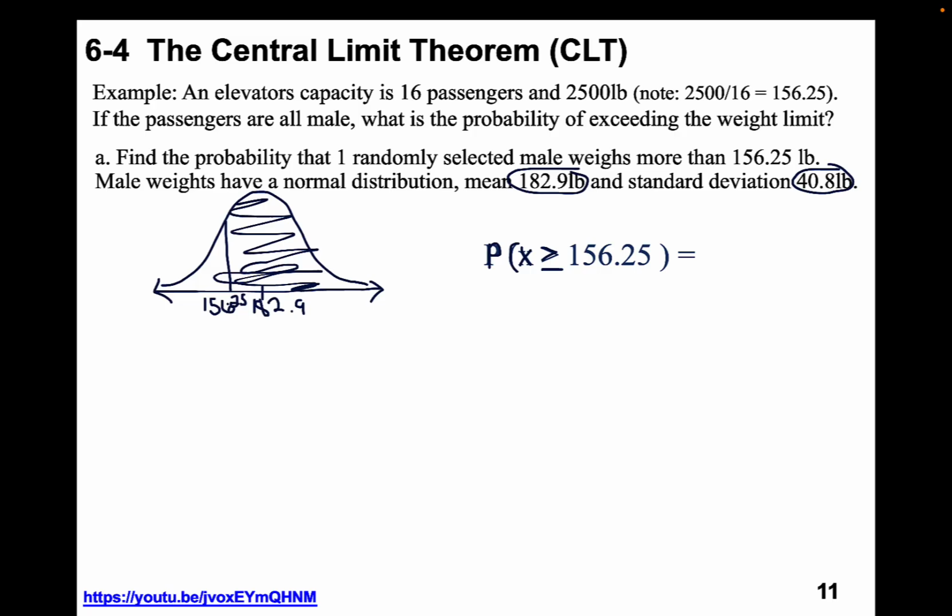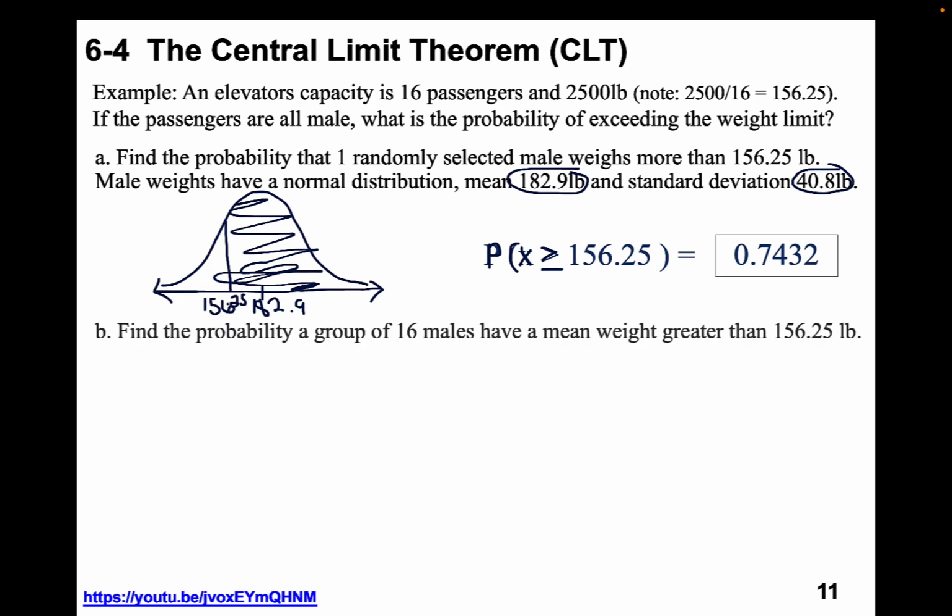All right, that will give us our answer here. So the probability of randomly selecting one male and then weighing more than 156.25 is 0.7432. Nothing new in part A. We've done that before. It's part B that something changes.